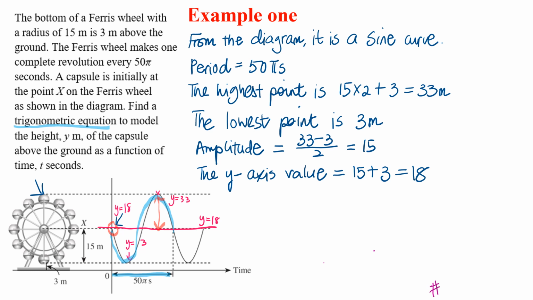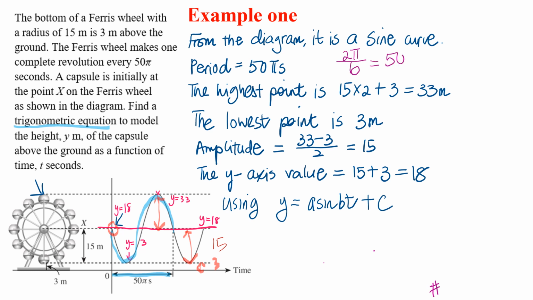Okay, because this one will be 18, so plus another 3 here, so 18 plus 3 gives you, sorry, that is 15. What am I talking? The amplitude is 15, right? So it's 15 plus 3 gives you 18 meter, right?